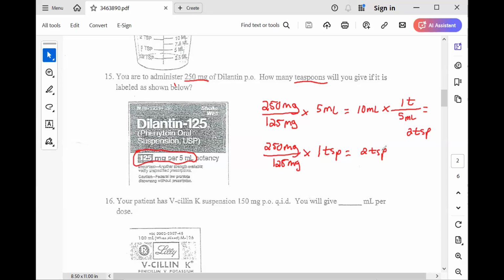If this didn't trip you up, great. But I will say this is probably in the top 10 of questions that 110 nursing students miss. And it is because of the teaspoon thing.